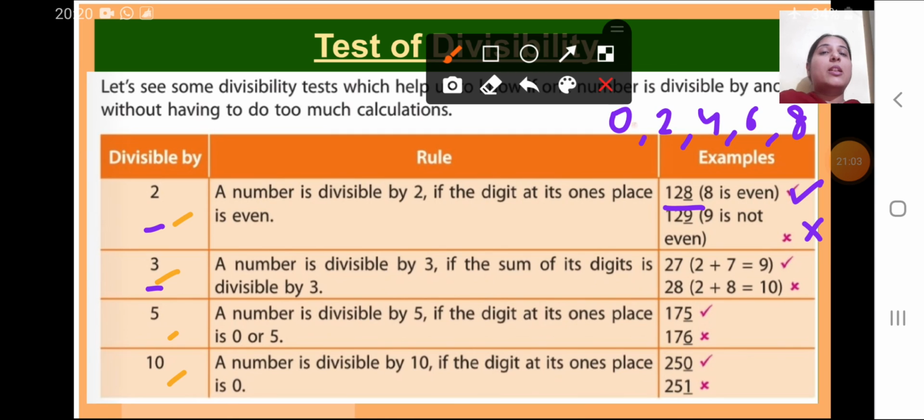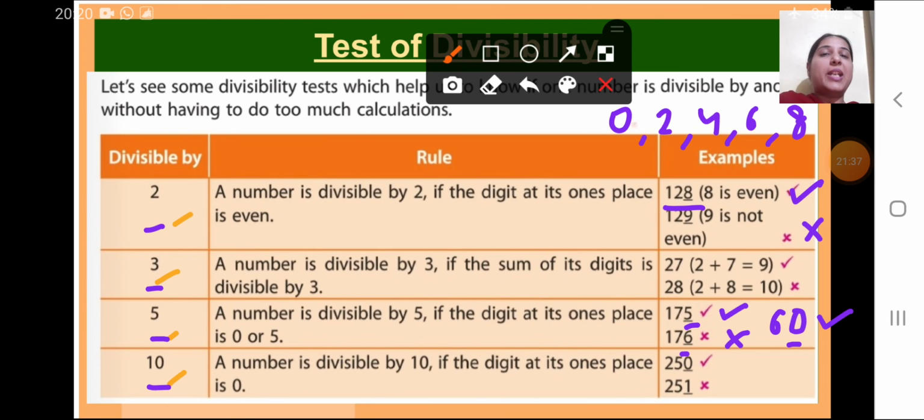Got it? Then for number 5, a number is divisible by 5 if the digit at its ones place is 0 or 5. Here you can see the digit at the ones place is 5. So it will be divisible by 5. Here you can see the digit at the ones place is 6. So it will not be divisible by 5. But suppose number 60. You just see the digit at the ones place which is 0. So it will be divisible by 5.